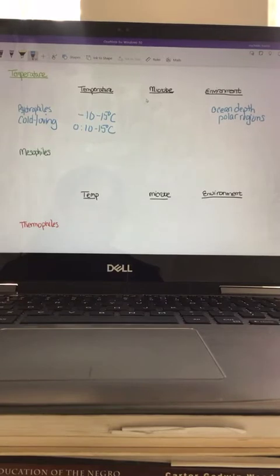So an example of a microbe that is a psychrophile is Psychrobacter arcticus. Let's go back because I spelled that wrong. I'm missing an R. It's R-C there. So that is an example of a psychrophile.